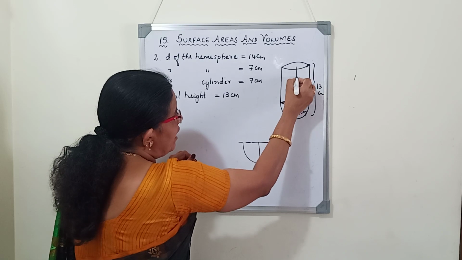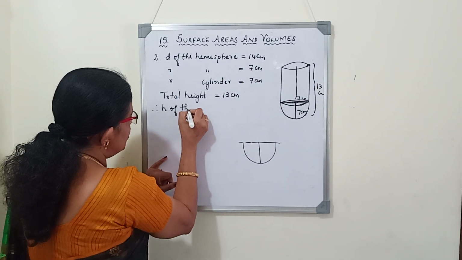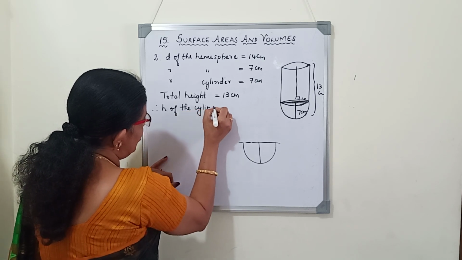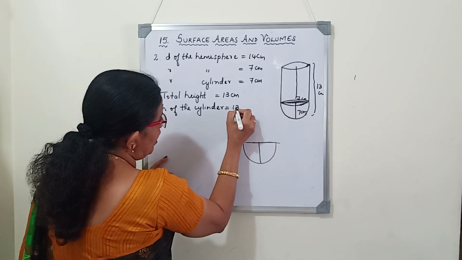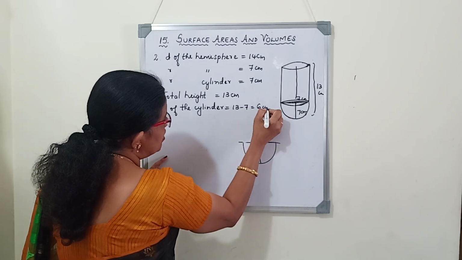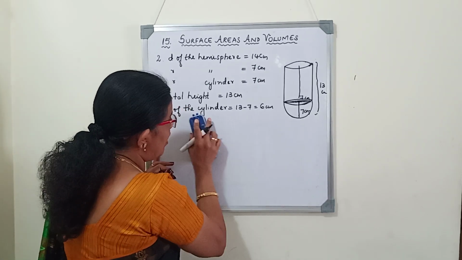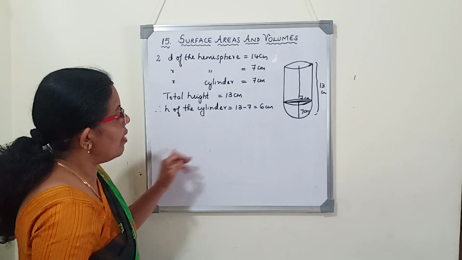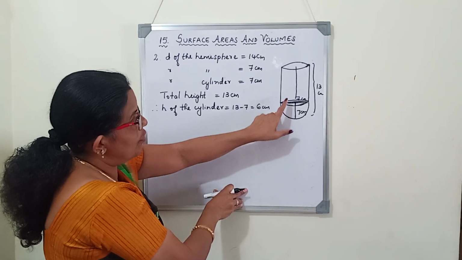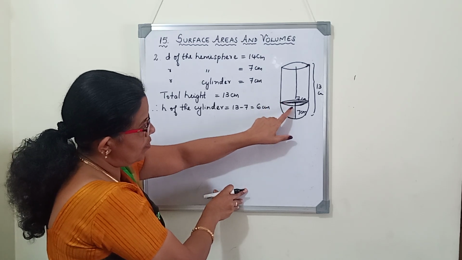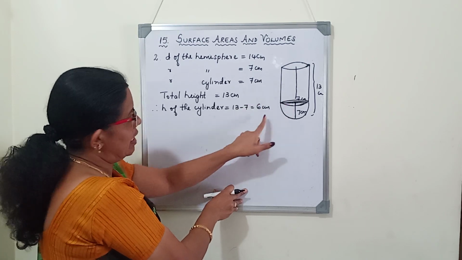Then what is the height of the cylinder? Therefore, height of the cylindrical part equals total height 13 minus this radius we will subtract. 13 minus 7 is 6 cm. So we have to first write all the correct values according to the question. Then we will do the sum. So now we got radius of the hemisphere is 7, radius of the cylinder is 7. There is no height for a hemisphere. Height of the cylindrical part is 6 cm.